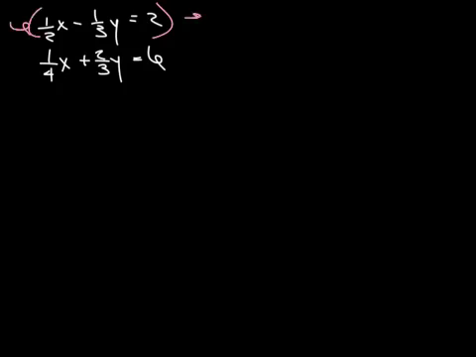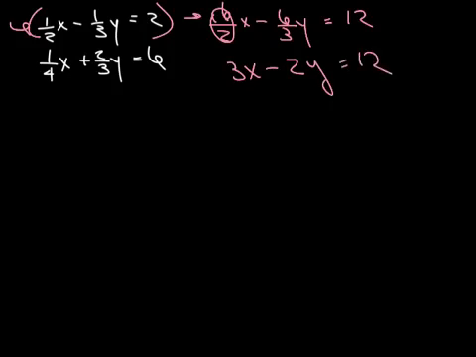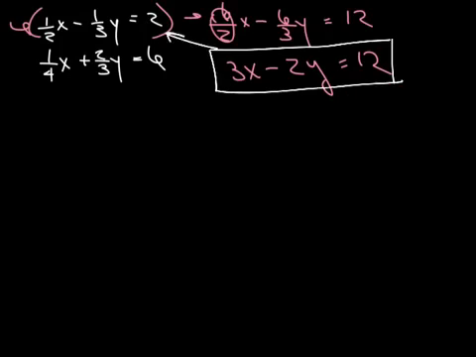And that gives me 6 over 2 x minus 6 over 3 y equals 12. 6 over 2 is 3. 6 over 3 is 2. And we just transformed this equation into this one. So this is the one that we're going to look at for that. Now we're going to do the same thing with this bottom one.